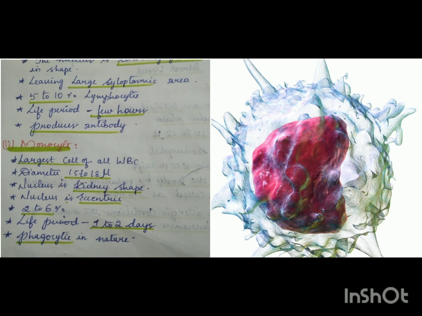Monocytes. Monocytes is a type of WBC and it's a type of agranulocyte. It is the largest cell of all WBCs. The diameter is 15 to 18 microns. Nucleus is kidney shape. Nucleus is eccentric. Eccentric means the nucleus is not placed centrally. It is about 2 to 6%. The lifespan is 1 to 2 days. It acts as phagocytic in nature.